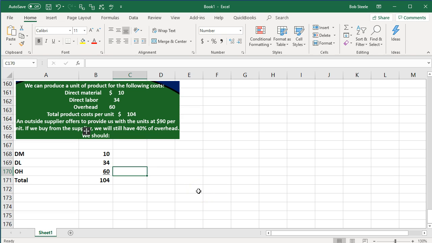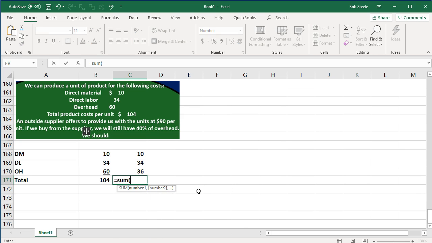So, right, because 100% minus 40% means that 60% is going to be the portion of this overhead that will go away, and 40% is going to be the portion that will still be sticking around. So we're going to say of that $60, we're going to have, and you could say 1 times, 1 minus 0.4, 40%, or 60%, is going to be 36. We're going to have the same $10, the same 34. If we were to sum that up, then we've got the $80.